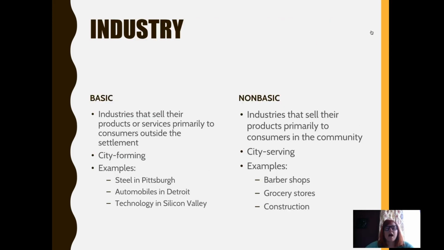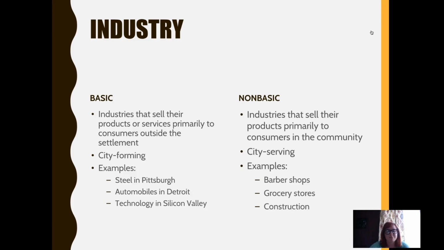Okay. So I have this in here because it's going to be important as we go through the rest of chapter 13 to understand the difference between a basic and a non-basic industry, since cities are often the centers of where our industries are, right? Basic industries sell their products or services to consumers outside of the settlement. So if we made a product in Reno that was consumed by people all over the country, that would be a basic industry, okay?